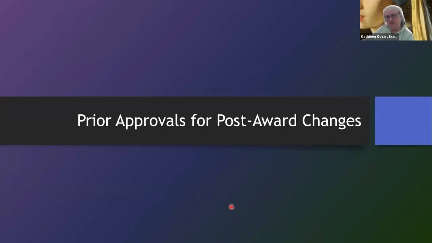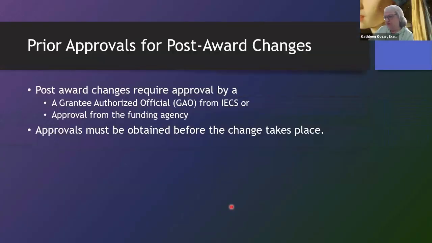So let's turn now to something else that happens at the award duration stage. There's always going to be needs for changes to a budget or to a program or to personnel. There are two levels of approval for managing changes on federal grants.